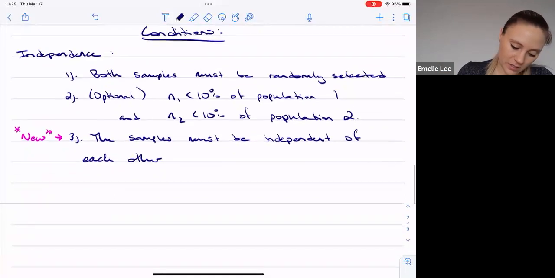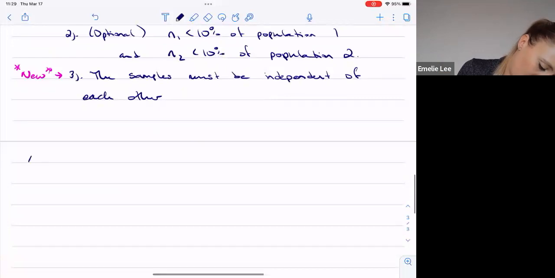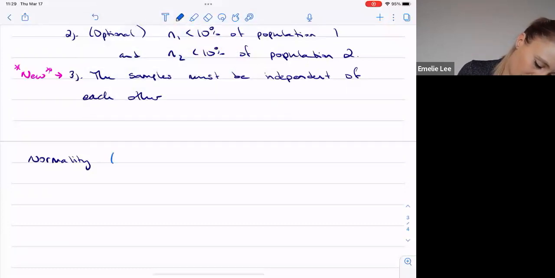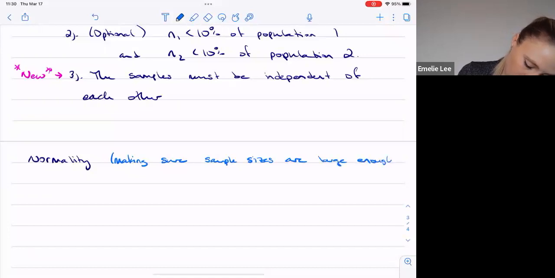Okay, good. So I've got a page break here, so I'm actually going to start on the next page, even though it looks a little bit weird for now. But the normality condition is making sure that your sample sizes are large enough, right? And so here, I'll just clarify. Making sure sample sizes are large enough, right, to assume normality.